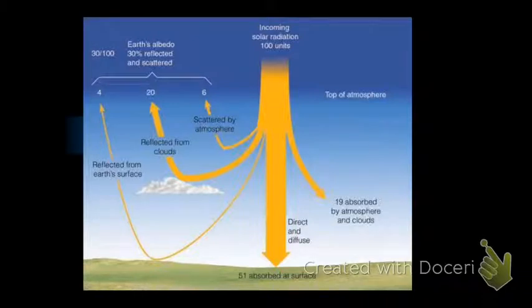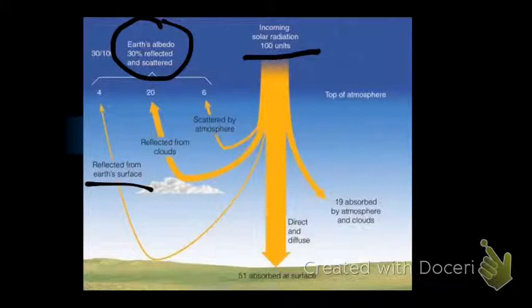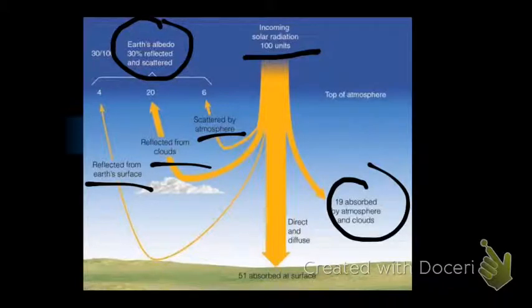Still on page 45 of your text, figure 2.17 gives an overview of the radiation energy sent by the sun. For every 100 units of solar radiation that hits the top of the atmosphere, 30% is reflected and scattered by different things, reflected from the Earth's surface, from the clouds, or from the atmosphere, and 19% is absorbed by the atmosphere and clouds. This leaves 51% of the sun's solar radiation to be absorbed by the Earth's surface.